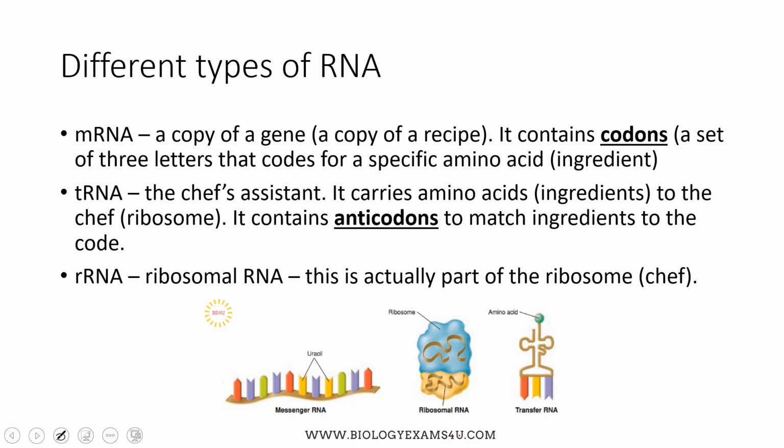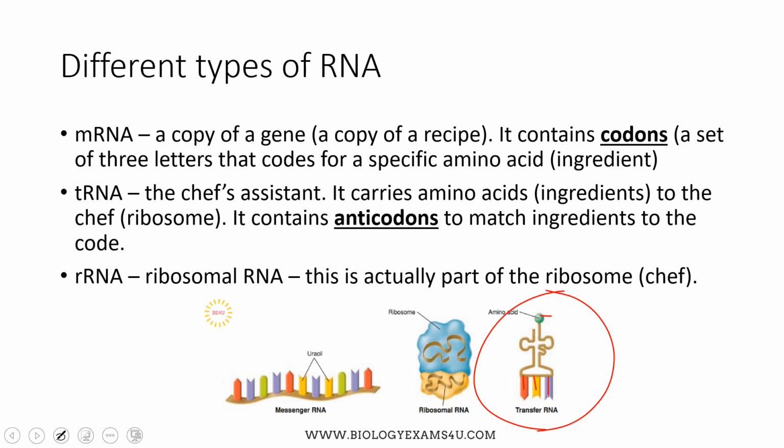tRNA is what I like to call the sous chef, or the chef's assistant. What it does is it brings the ingredients to the chef. The ingredients for making proteins are amino acids. So that means tRNA is going to carry amino acids on one side, and then it has to bring the right amino acid over. So it needs something to match up to a codon. It contains anticodons on the other side. Okay, so this is a picture of tRNA. This is one of the amino acids. There's 20 different amino acids. Let's just say that's lysine, just for fun.